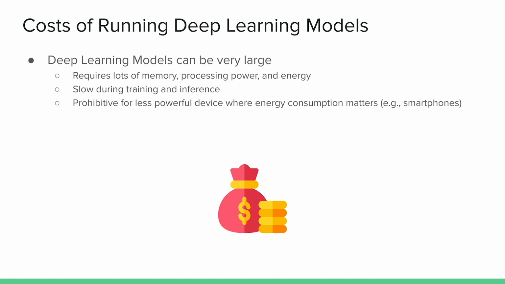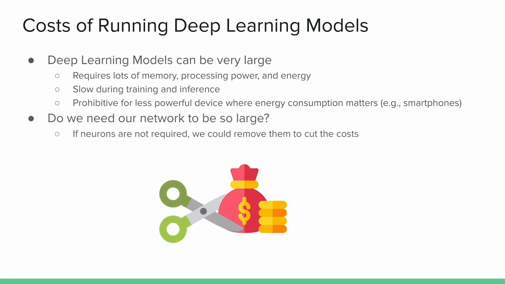So we have these large models that are slow to train and are also slow when we're running them, because the computer has to compute so many steps in our process. So if we want to run this on a less powerful device, like smartphones, it becomes prohibitive. The question is, does the network have to be that large? And the answer is, if there are neurons in our network that are not contributing to our output, we can just remove them. And that is what pruning is all about.